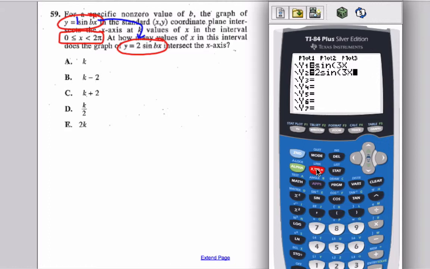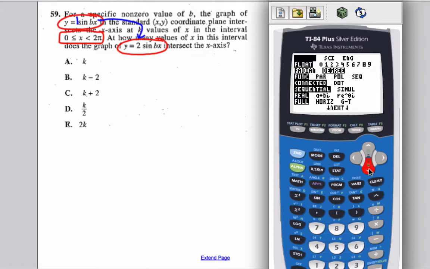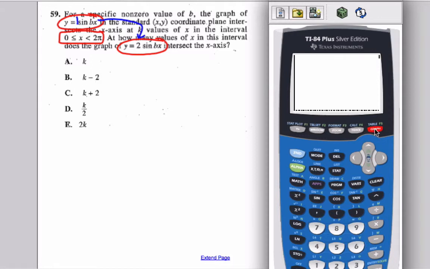People are going to wonder where that 3 came from. I just made up a value for these b values. Because I know they're the same, I just make up some number, and let's just see what happens. Now, before we graph, there's something we need to do. We need to change our mode because we are dealing with radians here, not degrees. So we go to mode and change this to radian mode. Highlight radian, hit enter, and then let's just graph and see what happens.